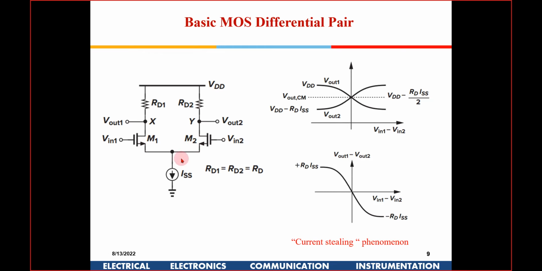We'll see, because obviously these are all ideal cases, and there will be certain mismatches when they get fabricated. There will be some difference in RD1, RD2, M1, M2 and all. What would happen then, we will see again in the subsequent class. As of now we are assuming that both these resistances are perfectly matched to each other, and M1 and M2 are also perfectly matched to each other.